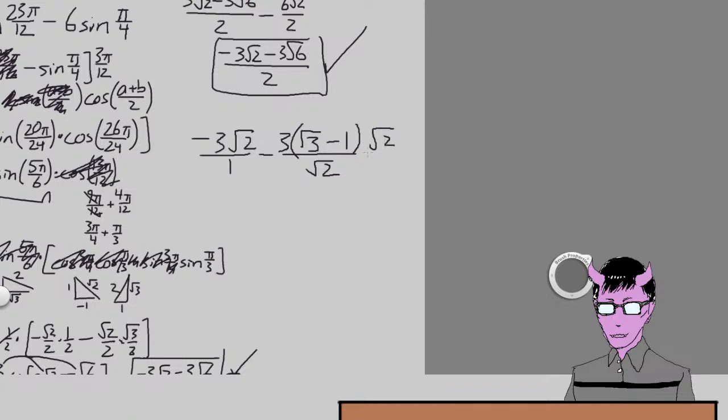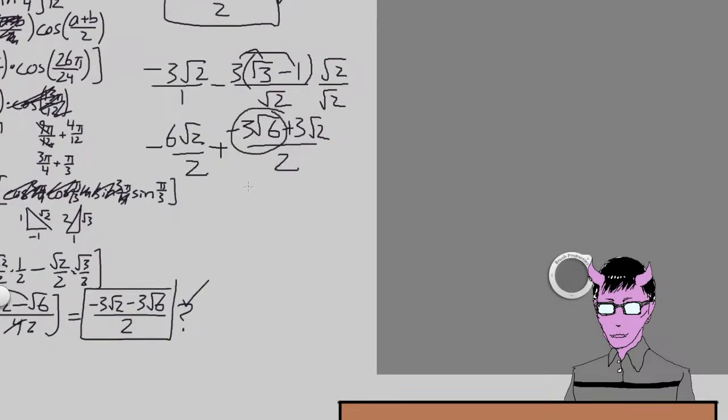So top and bottom times root 2. And you can see this one's supposed to distribute. So it's going to be 3 root 6. 3 times negative 1 is negative 3. And then times this one is negative 3 root 2. Yeah. So that's where things went wrong. And then this is the minus, so this becomes minus and a plus. This one, negative 6 root 2 over 2.